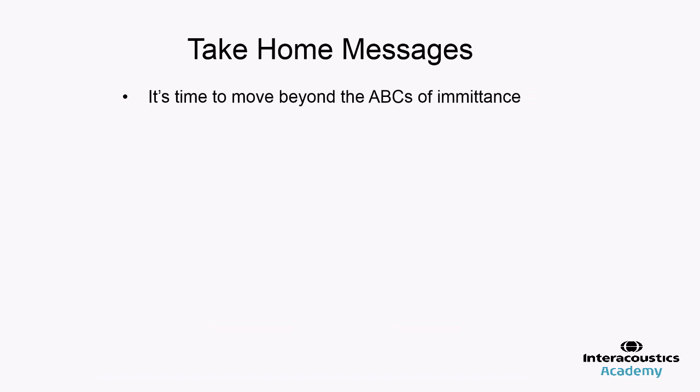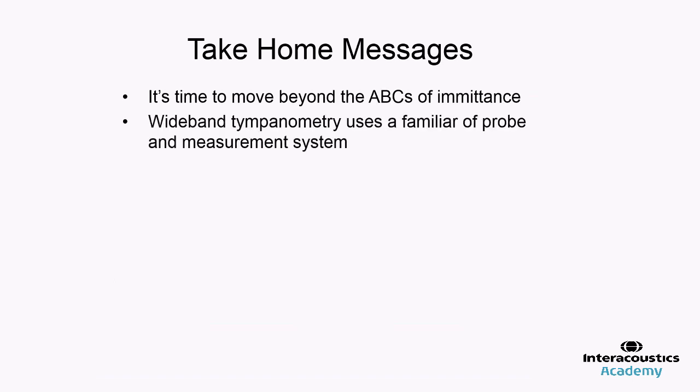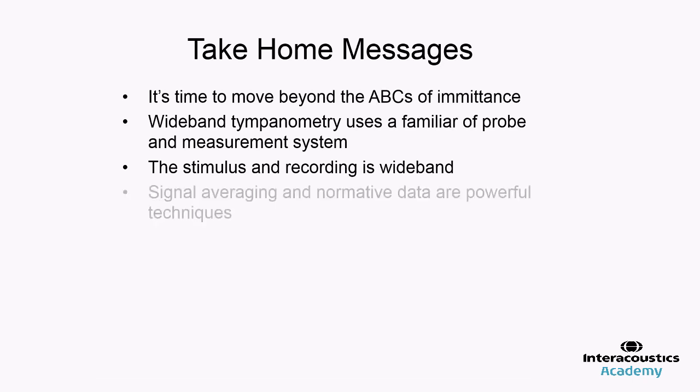And so in terms of take-home messages, I like to tell people that we should really move beyond the ABCs of immittance, just classifying standard tympanometry in terms of a type A or type B pattern, and really look at higher frequency regions. The nice thing about wideband tympanometry is it's quite familiar in terms of the probe and the measurement system, but the stimulus and recording is different. So we're using a wideband click rather than a pure tone. And we're signal averaging it.